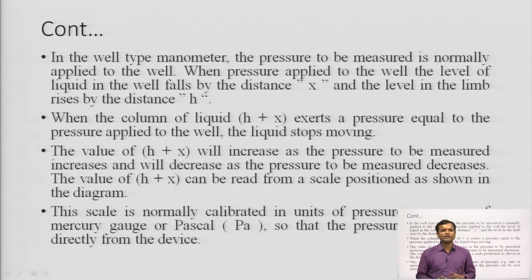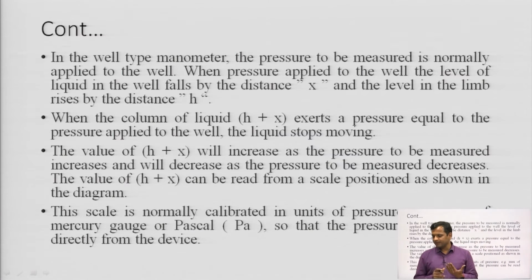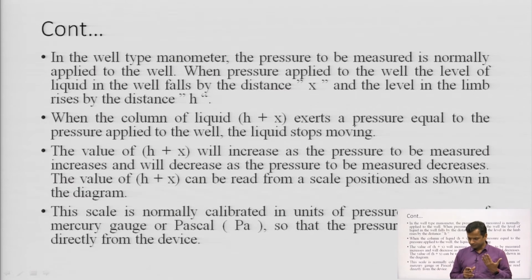Also, when the column of liquid h plus x exerts a pressure equal to the pressure applied to the well, the liquid stops moving. Now, the value of h plus x will increase as the pressure to be measured increases and will decrease as the pressure to be measured decreases. So, it will vary with respect to the pressure which we need to measure. Also, the scale is normally calibrated in units of pressure, mm of Hg or Pascal.